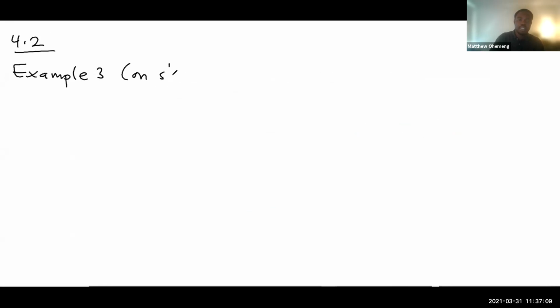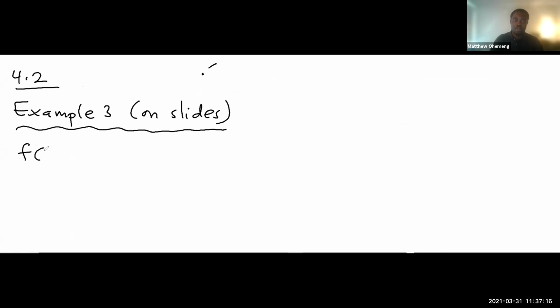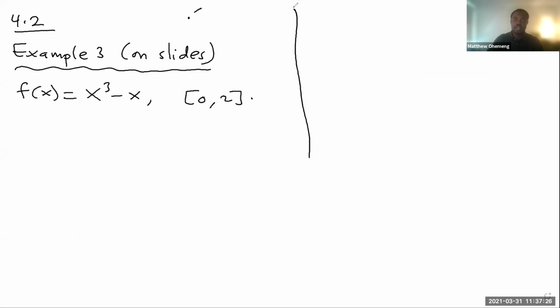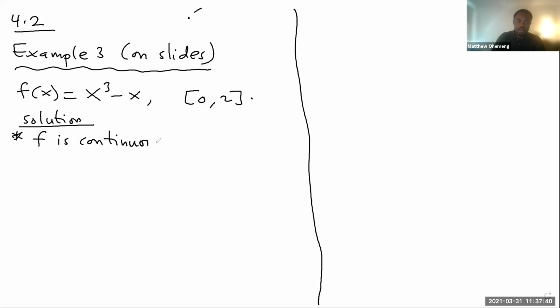So let's see how typical questions appear. The typical questions are like this, right? It's not that complicated. So you have f of x equal to x cubed minus x, and then it's defined on this interval. So the question is, for this closed interval, is the function continuous? So check, is the function continuous? Yeah, the function is a polynomial. Polynomials are continuous everywhere, right? So f is continuous on the interval.